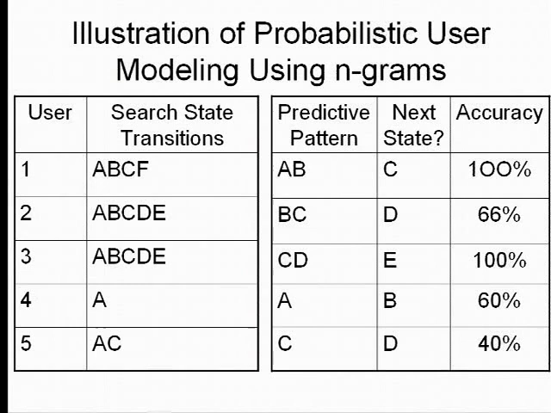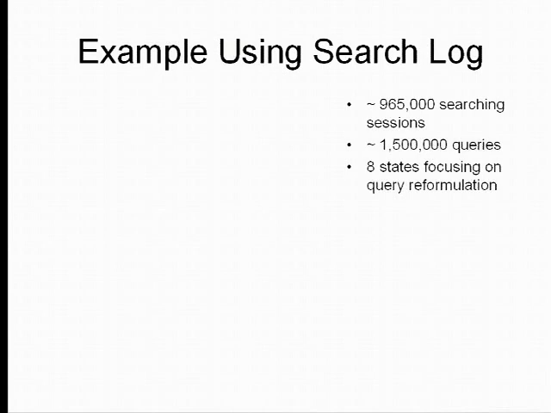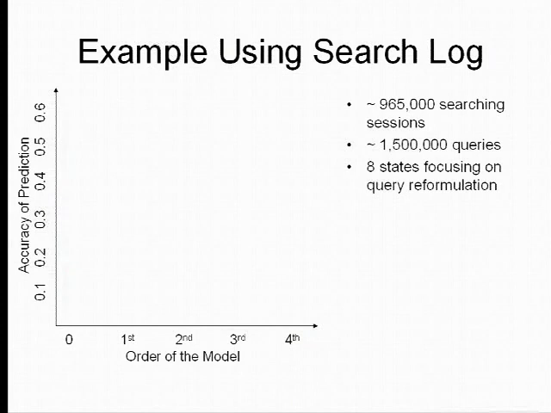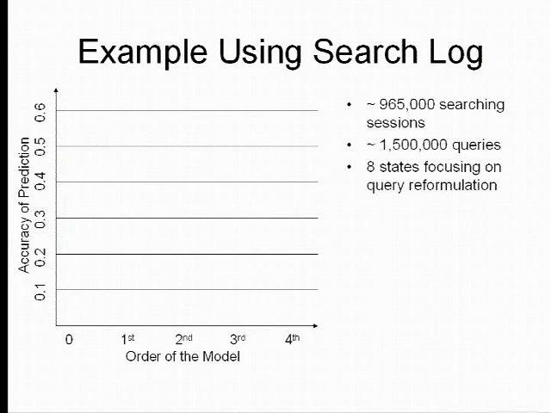Now let's put this into a real example using a search log. We took about 950,000 search sessions from a working search engine, composed of about a million and a half queries, and we classified each of the queries based on how the user reformulated the query. Query reformulation is a classic area of information retrieval. So, the initial query, then you generalize it or go more specific, switch content collections, whatever. So eight states. If we look at the accuracy of this n-gram approach and the order of the model, it will illustrate the difficulty of implementing this particular approach with real data.